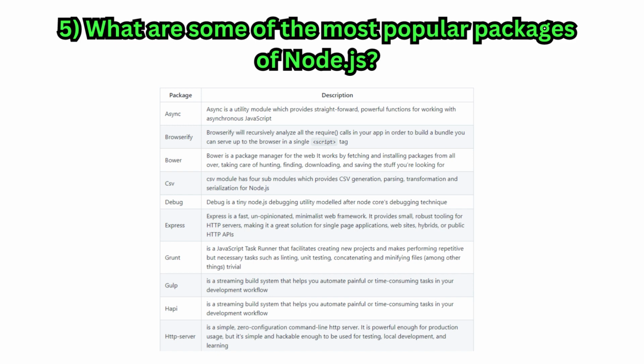It provides small, robust tooling for HTTP servers, making it a great solution for single-page applications, websites, hybrids, or public HTTP APIs. Grunt is a JavaScript task runner that facilitates creating new projects and makes performing repetitive but necessary tasks such as linting, unit testing, concatenating, and minifying files, among other things, trivial.